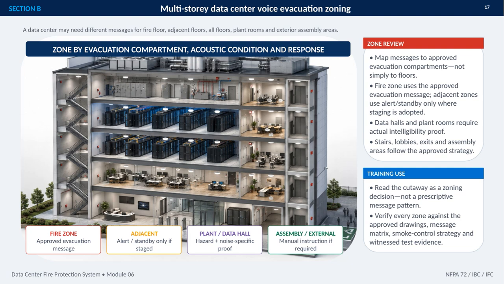For training purposes, the cutaway should be read as a zoning decision, not as a universal message pattern. Every zone needs to be checked against the approved drawings, the message matrix, the smoke control strategy, and witness test evidence. In some cases, assembly or external areas may also require manual instructions. The governing context shown here is NFPA 72, along with the IBC and IFC.